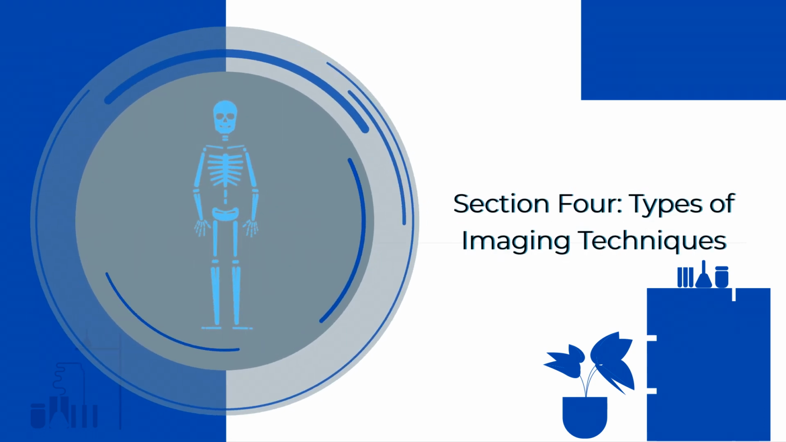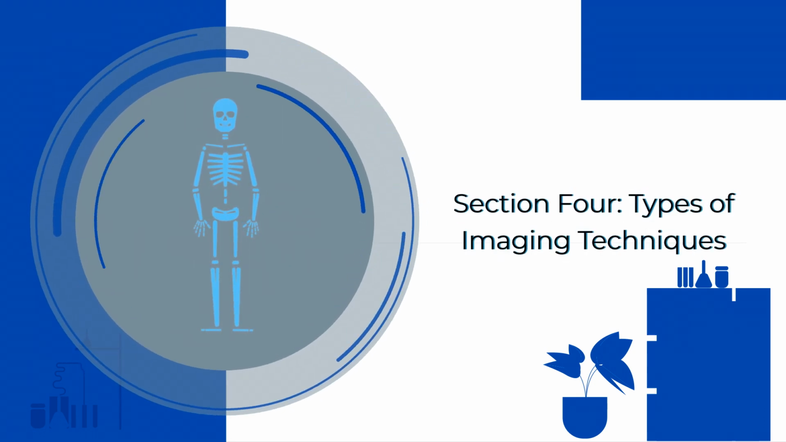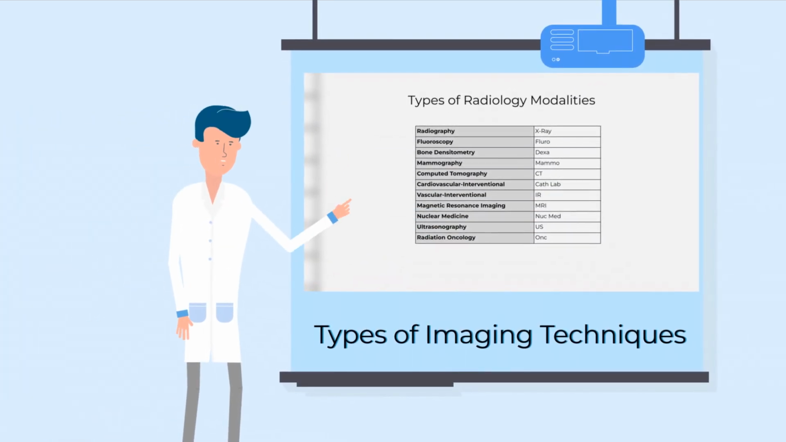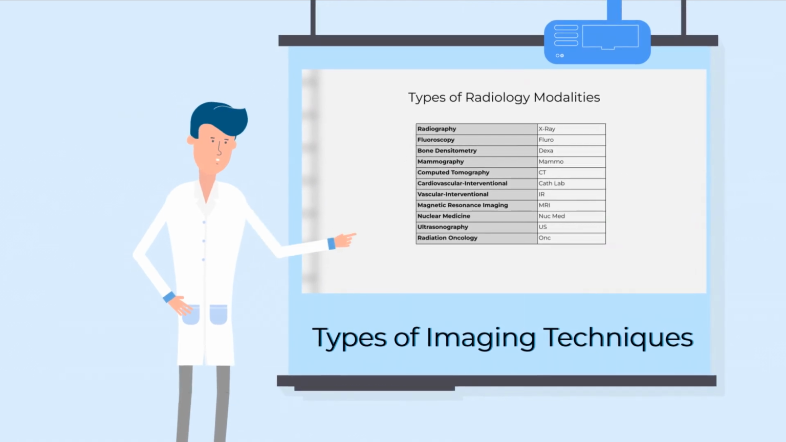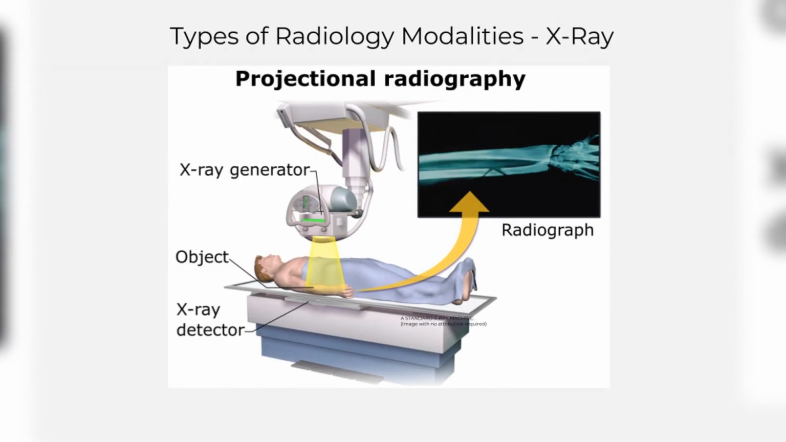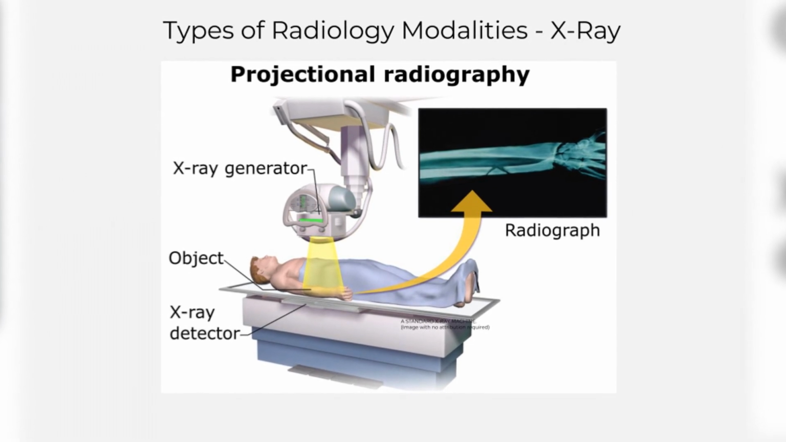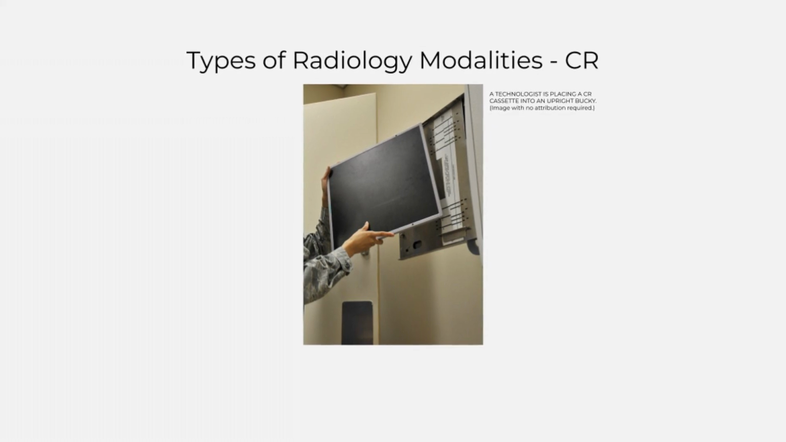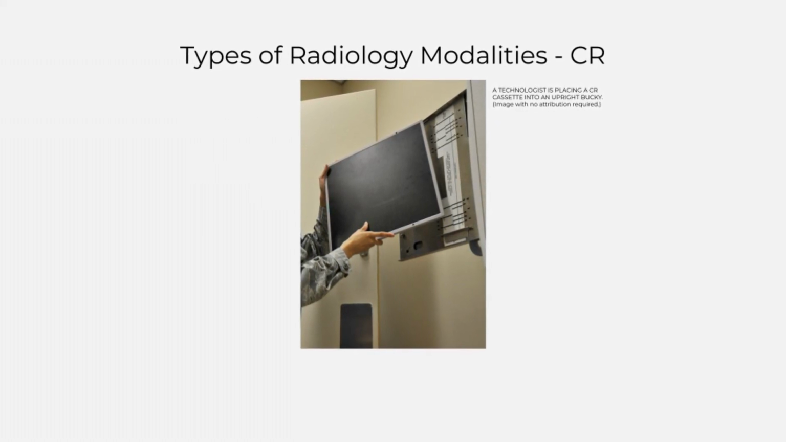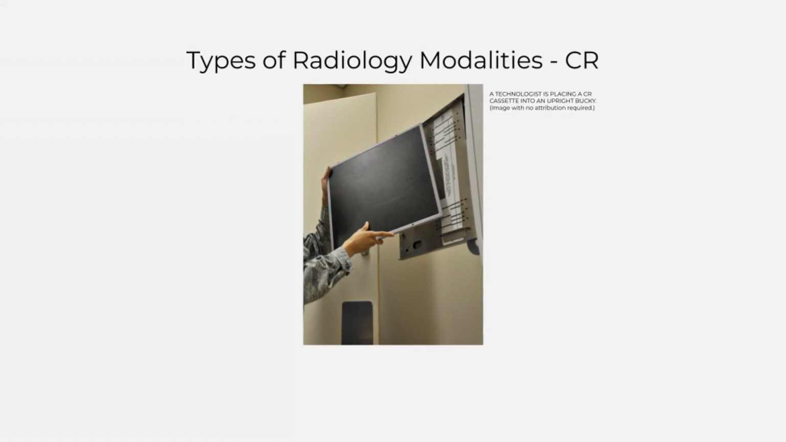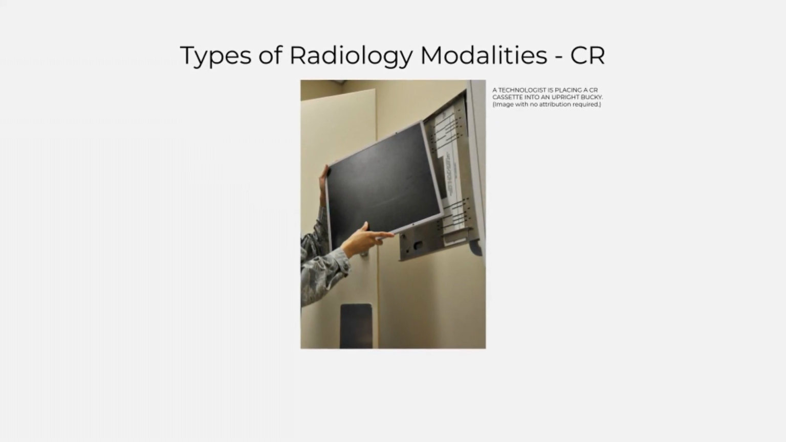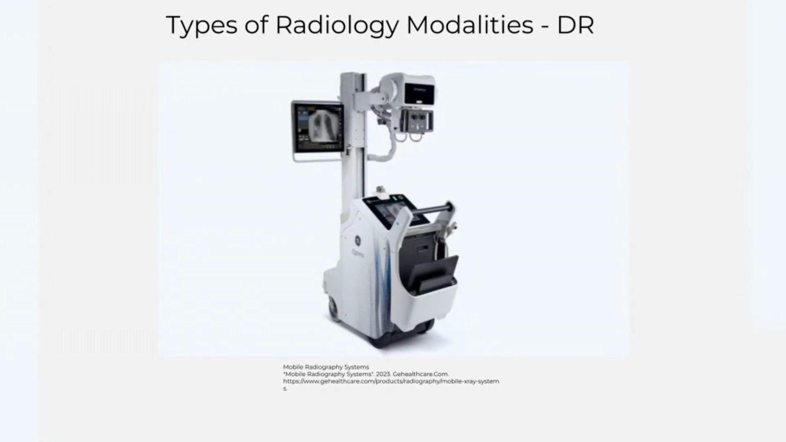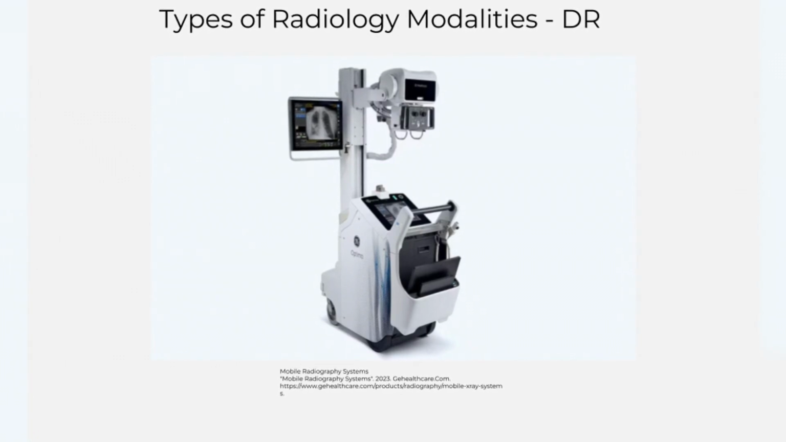Section 4, types of imaging techniques. In radiology, the word modality refers to the type of imaging technique used. Each one offers different advantages depending on what the doctor needs to see. Here are the main ones. General radiography, also called plain film or X-ray, captures still images of bones and internal organs. Computed radiography uses a special image plate that must be processed digitally. It was the first step in moving away from film. Digital radiography, a more advanced system where images appear almost instantly on a screen, no need for processing or film.